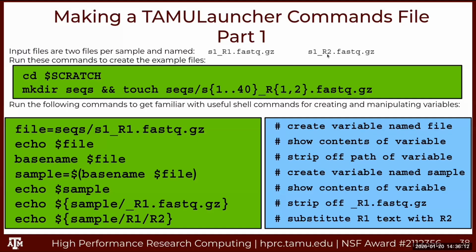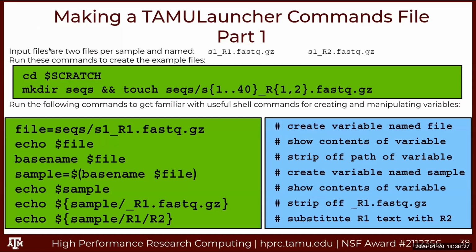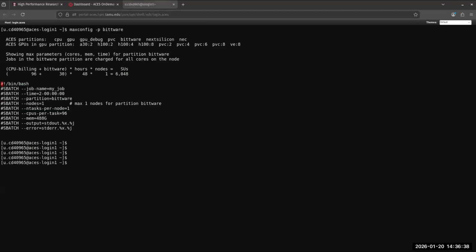So what we want to do is create these commands where you have SPAdes. The first file, -1 is the first file name, -2 is the second file name. You have an output directory and you have threads. So we want to create this on the command line. So there's a few commands. And once you learn these commands, you'll be able to create a command file. So first we're going to go to the scratch directory.